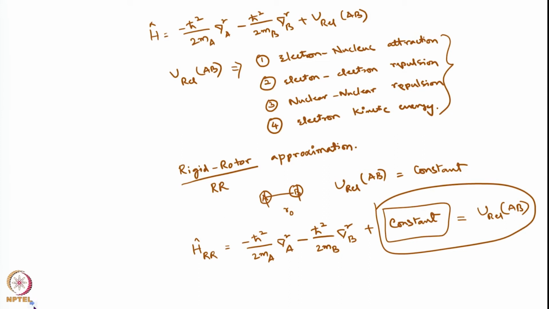So, my H RR will now be equal to minus h bar square by 2 m A del square A minus h bar square by 2 m B del square B. There was a constant which I ignored because I am measuring energy with respect to that. So, this is my Hamiltonian.